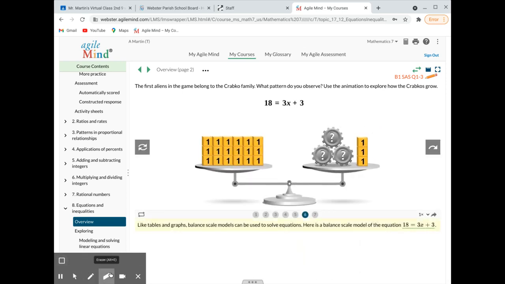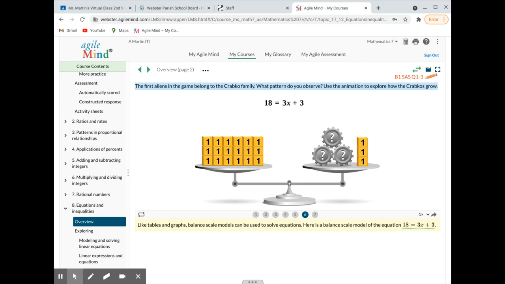All right, so let's look at this scale. Read this for us, please, Zayden. Let me zoom in. The first aliens in the game belong to the Carpco family. What pattern do you observe? Use the animation to explore how the Carpcos grow.